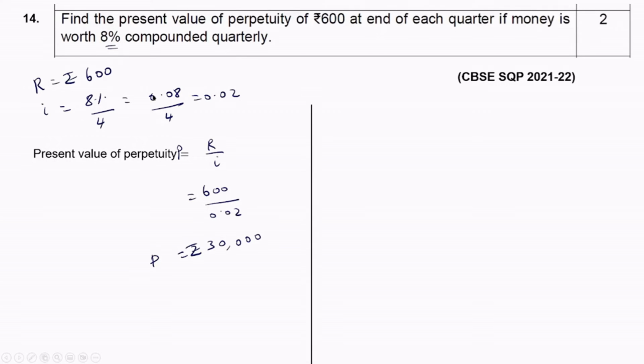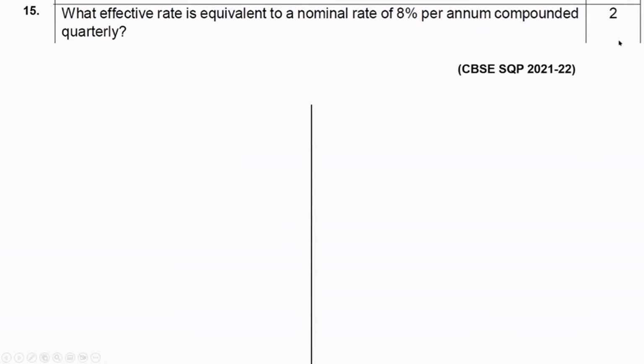So here writing what is given and finding the value of I carries 1 mark, then writing the formula, substituting the values, and the final answer carries 1 mark. A total of 2 marks for this question.